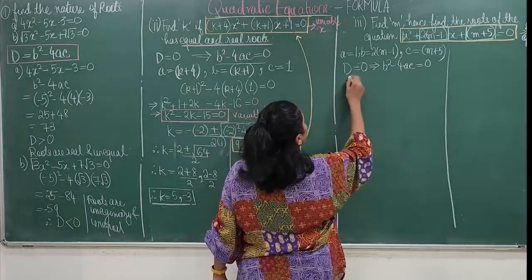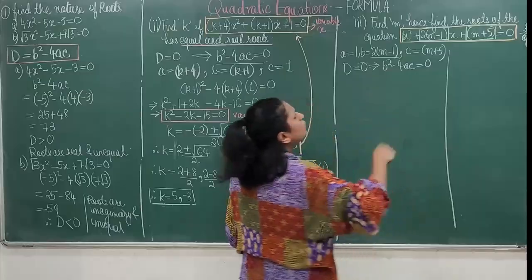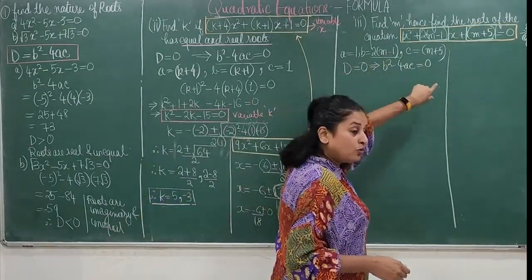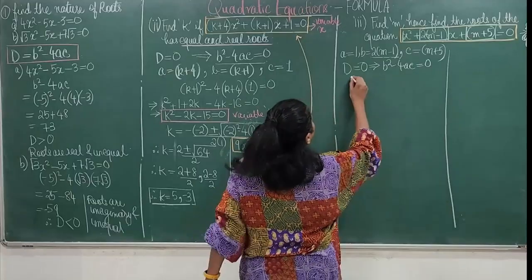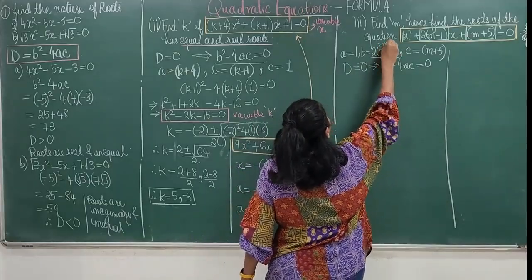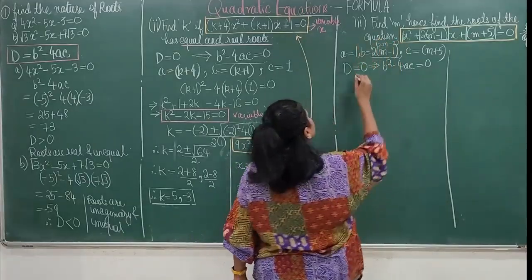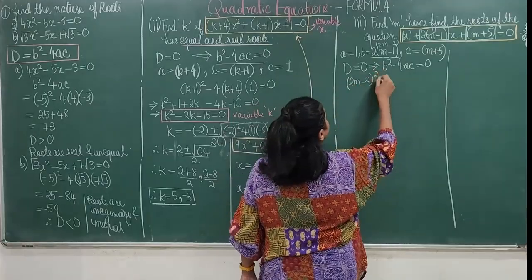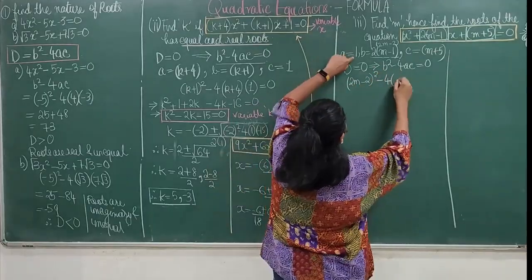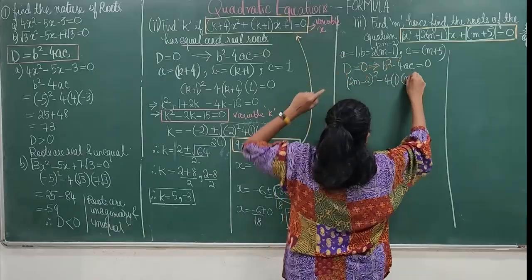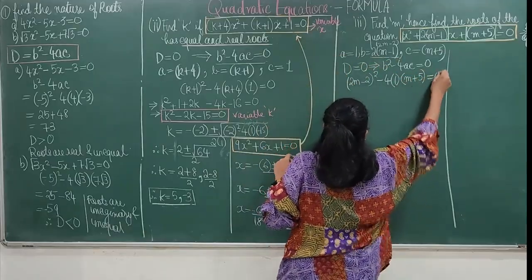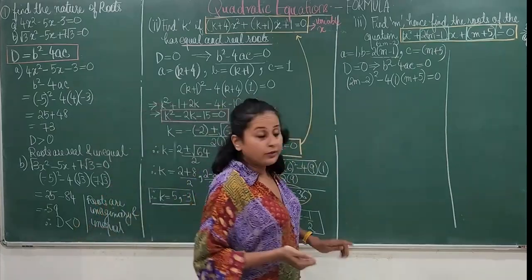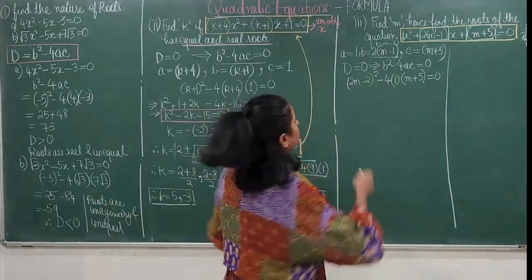b square means what? Okay, you can simplify this also. 2m minus 1 the whole square. That is 2 times m minus 2. 2m minus 2, right? This can be written as 2m minus 2. So can I write this as 2m minus 2, which is b, the whole square minus 4 times a, what is it? 1. What is c? m plus 5. This should be equal to 0. Why? Because discriminant is equal to 0. We are just substituting. We will apply the formula of a minus b the whole square.